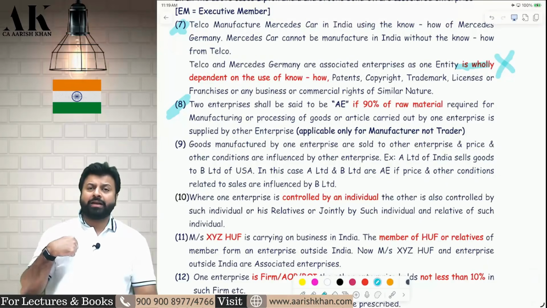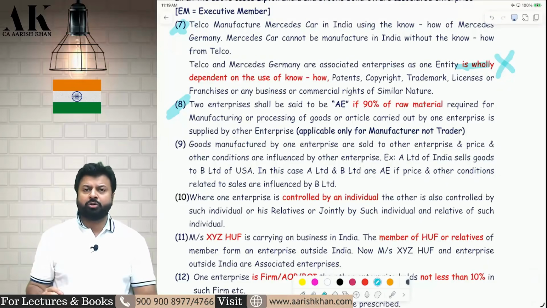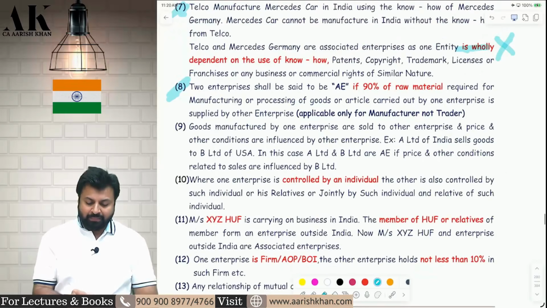If 90% of the raw material I purchase comes from you out of my total raw material, then I and you will become associate enterprises. If I am dependent on 90% of raw material from one entity, then that entity and I will be associate enterprises.